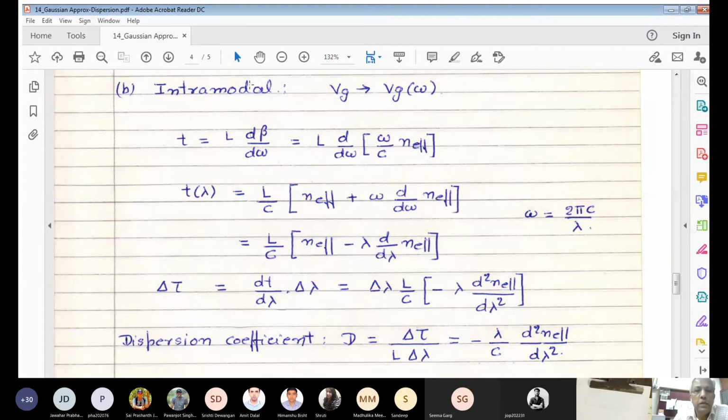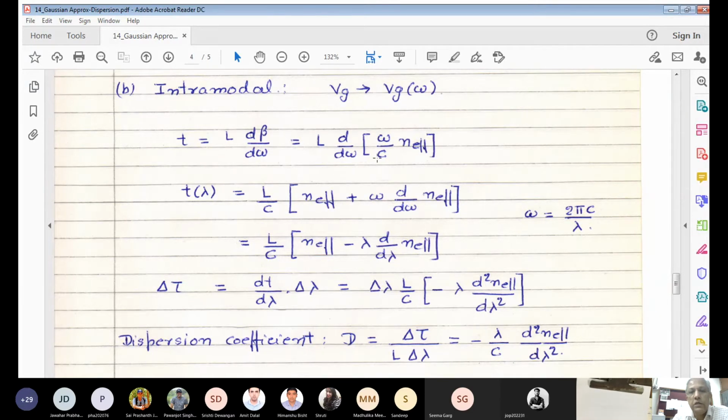So what I will do, suppose the fiber length is L. So time of travel for this mode would be L divided by group velocity. Group velocity is d omega by d beta. So this travel time would be L times d beta by d omega. And this you can write as L times d by d omega of omega by c times n effective. You remember how n effective is defined? n effective is beta upon k naught. k naught is omega by c. So omega by c times n effective.